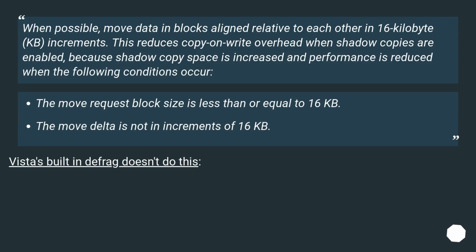When possible, move data in blocks aligned relative to each other in 16 kilobyte (KB) increments. This reduces copy on write overhead when shadow copies are enabled, because shadow copy space is increased and performance is reduced when the following conditions occur. The move request block size is less than or equal to 16 kilobytes. The move delta is not in increments of 16 kilobytes. This built-in defrag doesn't do this.